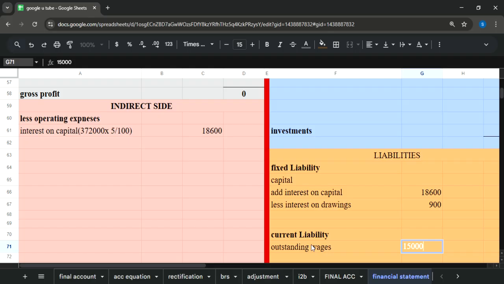So guys, in this way you have seen that interest on drawings is also entered.